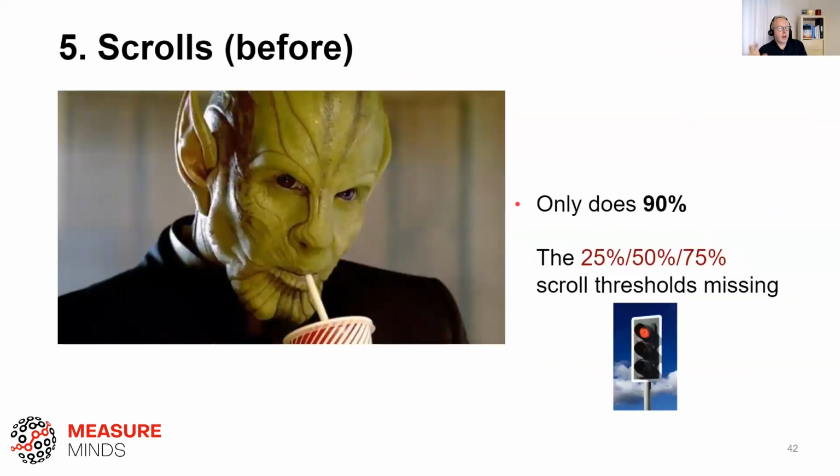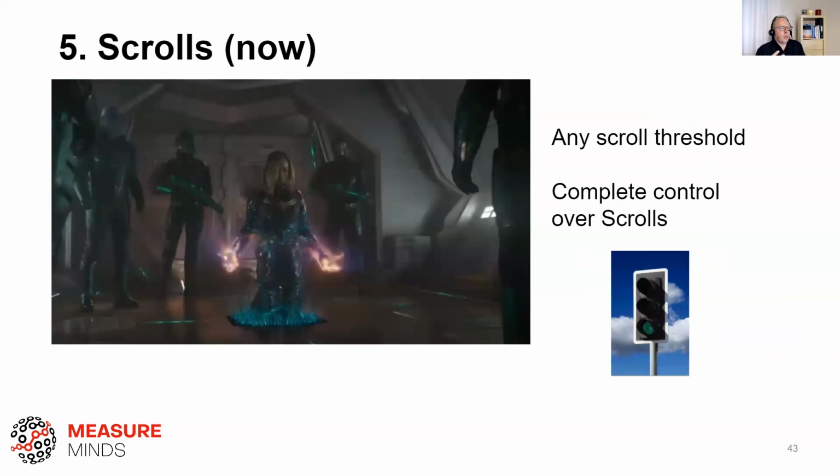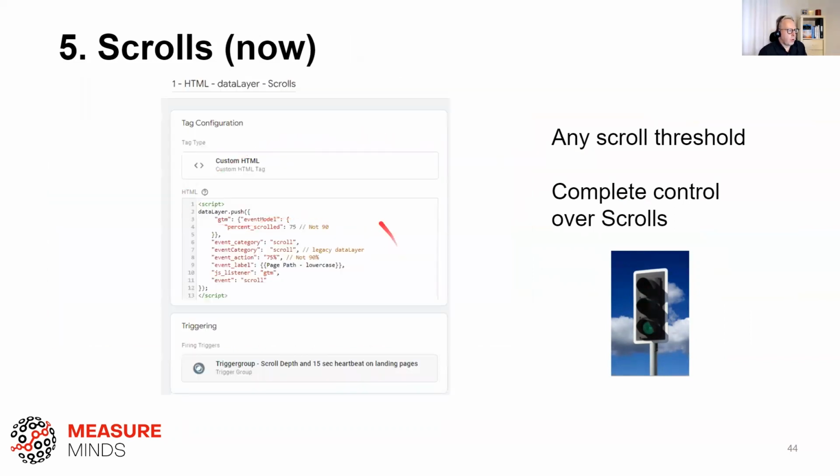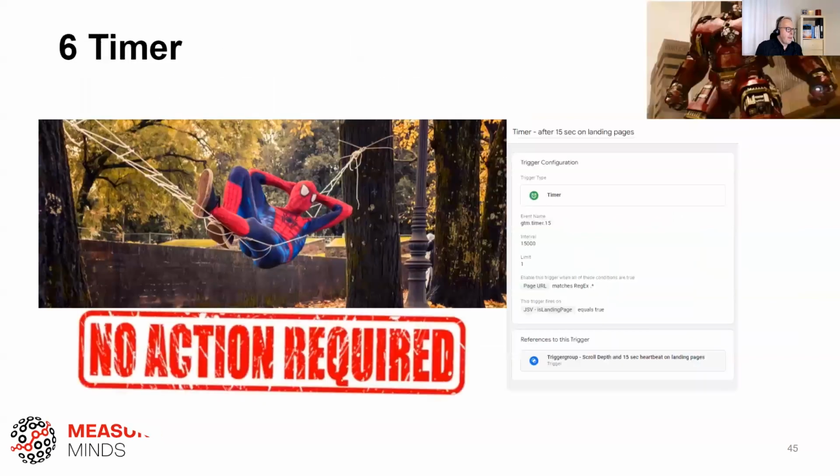Okay, and again, going back to scrolls, now we do them via GTM. The key thing here is we get complete control. So we can set any scroll thresholds, do trigger groups, and combine scrolls and timers, like this, for example. Awesome, super cool. The timer itself here, again, we've got full control in GTM on this one.